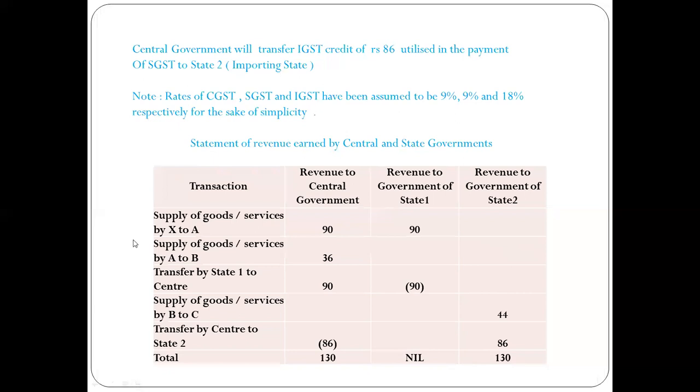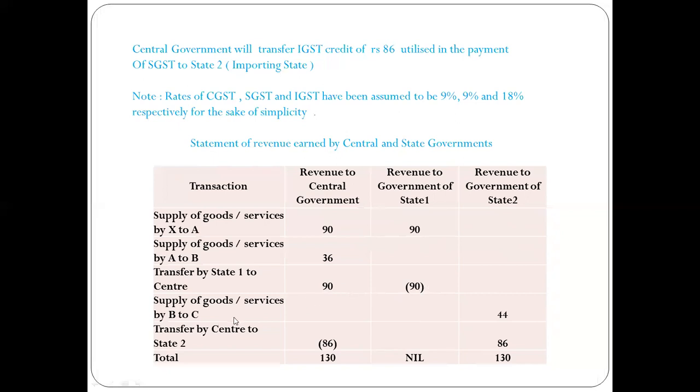Now we can see here, supply of goods or services by X to A: revenue to central government 90 rupees, revenue to state 1 90 rupees. Now supply of goods or services A to B: revenue to central government 36 rupees. Transfer by state 1 to center, revenue to central government 90 rupees, revenue to state 1 90 rupees. 90 rupees is positive and that is negative.